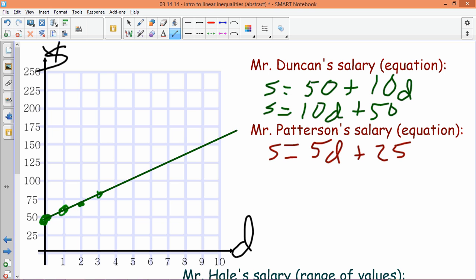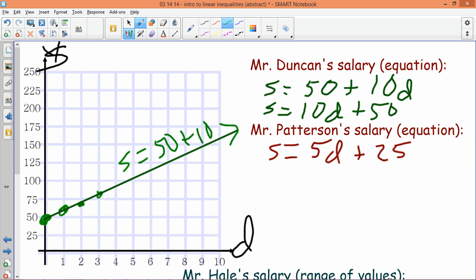And I'm going to extend it like that. I'm going to make sure there is an arrow on the end. And I'm going to label it S equals 50 plus 10D.